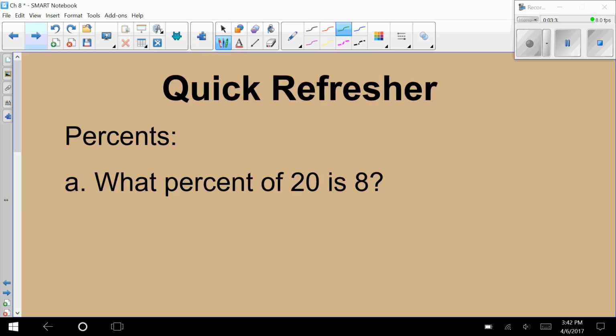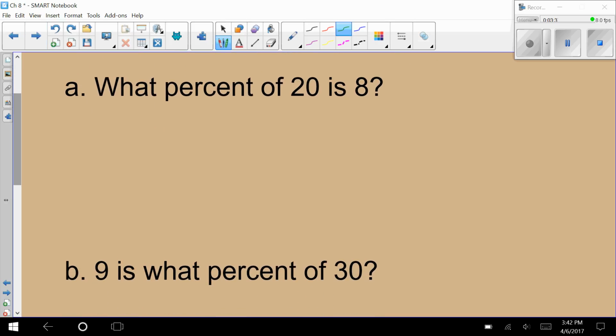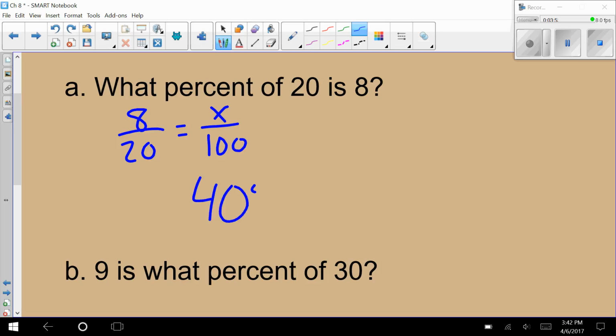And now for a refresher on percents. So in order to figure out what percent of 20 is 8, remember it's is over of equals percent over 100. So 8 over 20 equals something over 100. I solve my proportion just like we just did, cross multiply and divide, and x equals 40%.